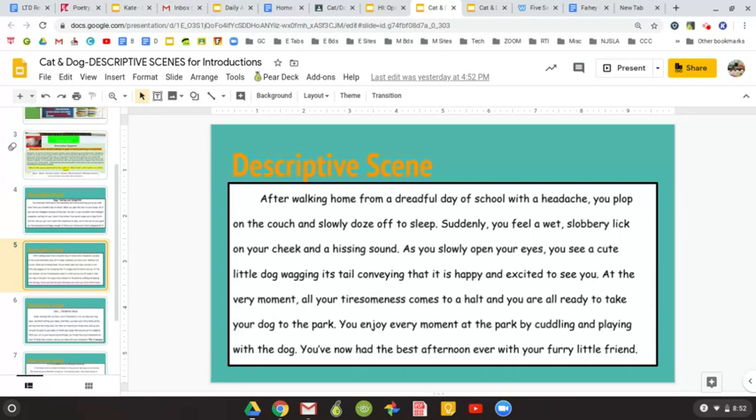After walking home from a dreadful day of school with a headache, you plop on the couch and slowly doze off to sleep. Suddenly, you feel a wet, slobbery lick on your cheek and a hissing sound. As you slowly open your eyes, you see a cute little dog wagging its tail, conveying that it's happy and excited to see you. At that very moment, all of your tiresomeness comes to a halt, and you are all ready to take your dog to the park. You enjoy every moment at the park by cuddling and playing with the dog. You've now had the best afternoon with your furry little friend.